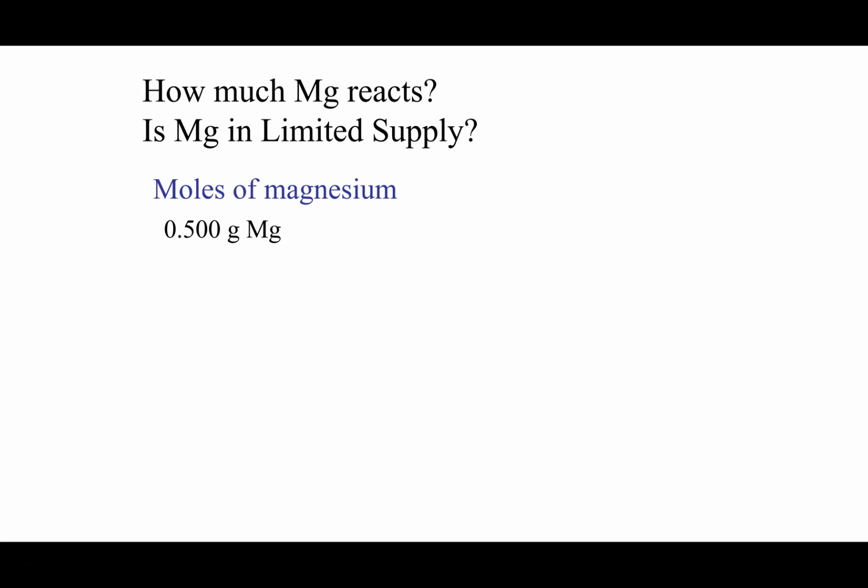The molar mass of magnesium, I love that phrase, is 24.31 grams per mole. So we're going to use the flipped version of the molar mass, 1 mole of magnesium for 24.31 grams of magnesium. So then the have moles to 3 sig figs is 0.0206 moles of magnesium.